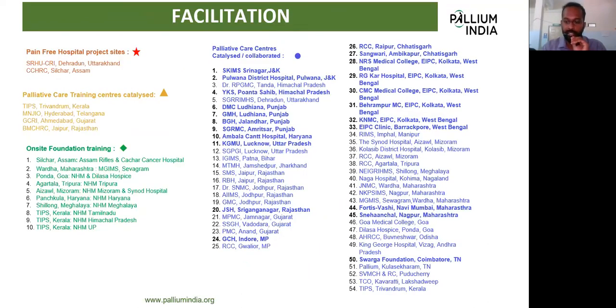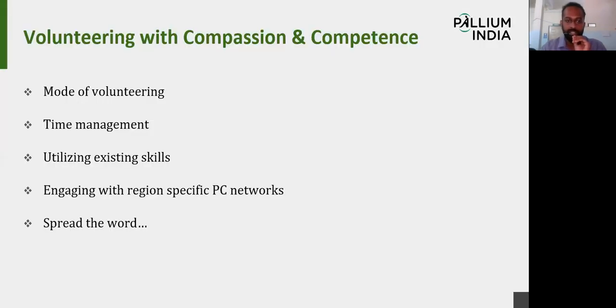So these are basically the names of the centers which I have explained right now. This is basically a checklist for this. With this slide, I'll conclude. Our chairman used to say every time, volunteering should have an equal balance of compassion and competence. The very fact that you are here attending this training is its own proof that you have a great amount of compassion.